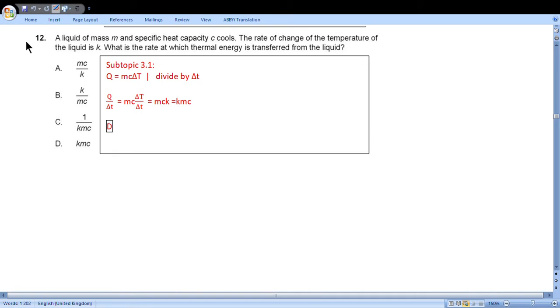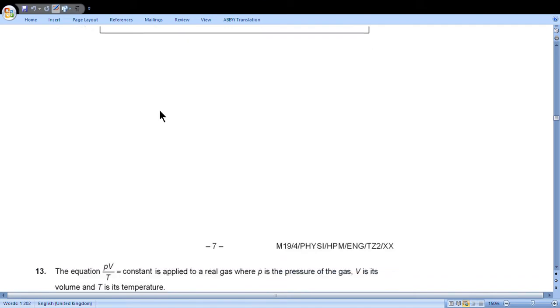A liquid of mass m, specific heat capacity c, cools. The rate of change of temperature of the liquid is K. What is the rate at which thermal energy is transferred from the liquid? So subtopic 3.1, formula for energy is mc delta T, divide by delta time. So delta T over delta time is K. So we get Kmc, so Kmc is D.